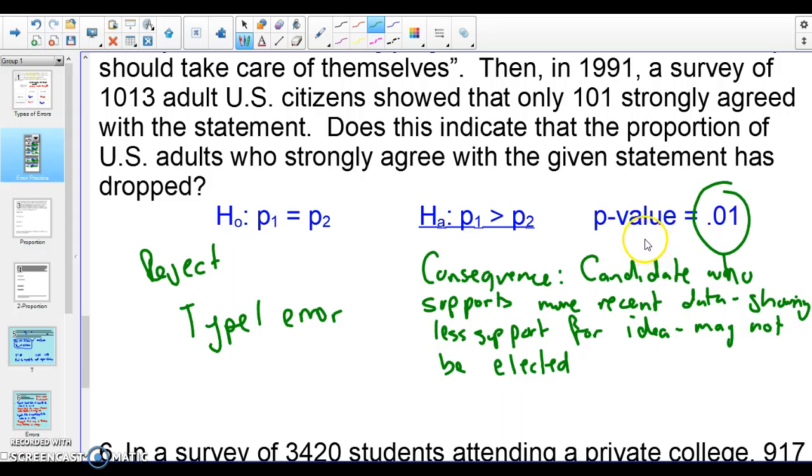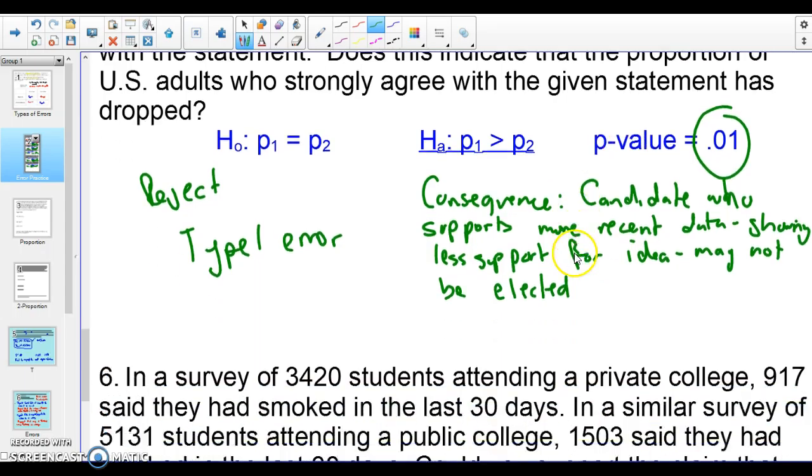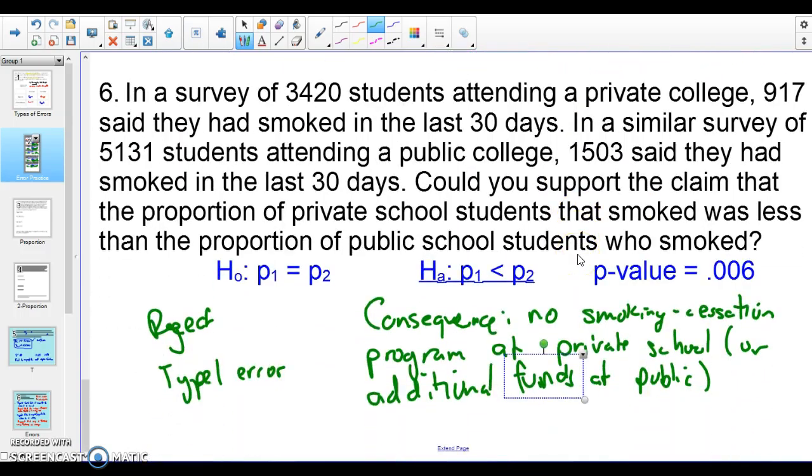So maybe a candidate looking at the polls thinks that the support for this idea that someone should take care of themselves, that there's less support for that, and then they use that as part of their policy when they're running for election. If in fact the proportion of voters has not dropped who feels a certain way, then they may not be elected. And last one, also a reject, therefore a type 1 error.